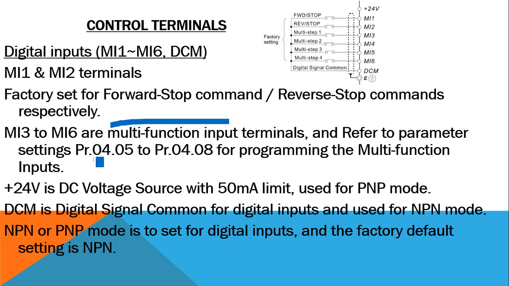The parameters to set this are 4.05 to 4.08 for the multifunction input. We have to see the manual for its conditions. And plus 24 volt is given, which provides 50 milliampere maximum, and it can be used in some external feeding condition. It will be required.